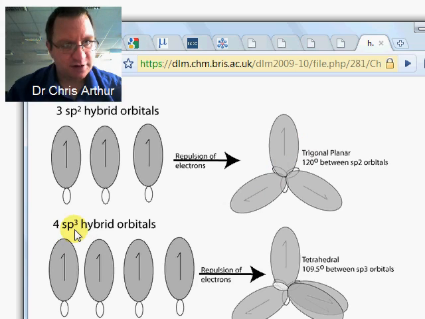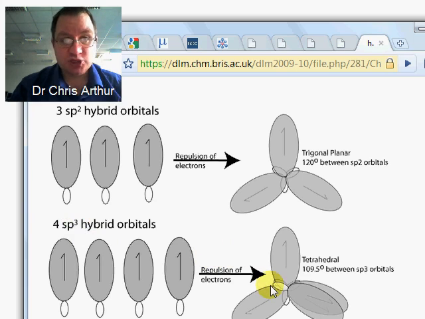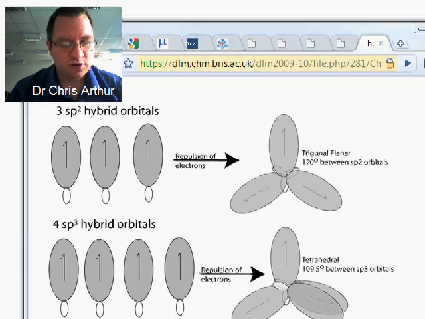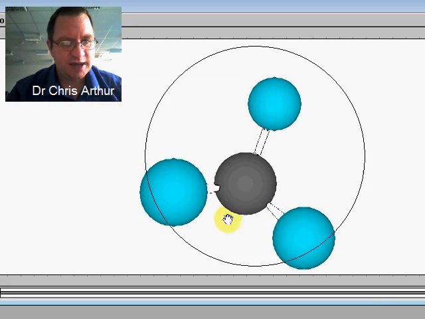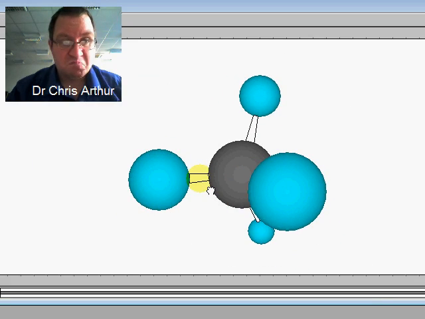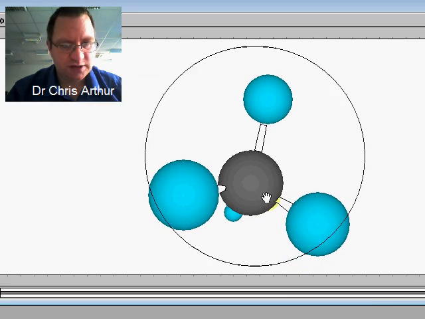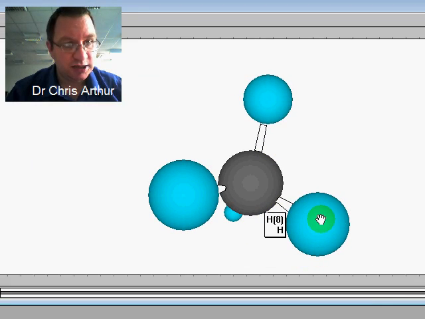Our four sp3 hybrid orbitals, they're degenerate. They want to get as far away from each other as possible, and they do that by repelling one another and adopting this tetrahedral arrangement with 109 degrees between each lobe of the orbital. They make a tetrahedron. Now, we go back and have a look at our methane again. That's a tetrahedron. The angles between each of these lobes is 109 degrees.